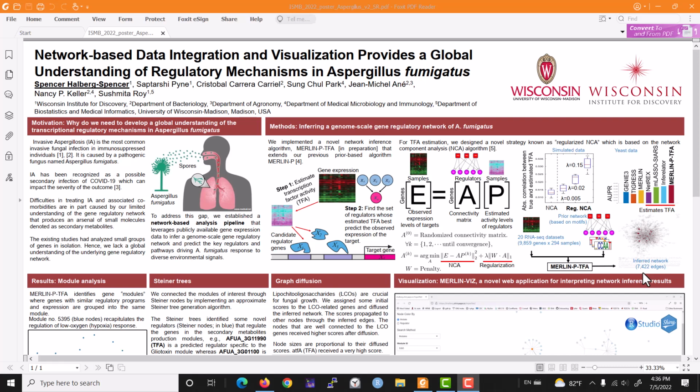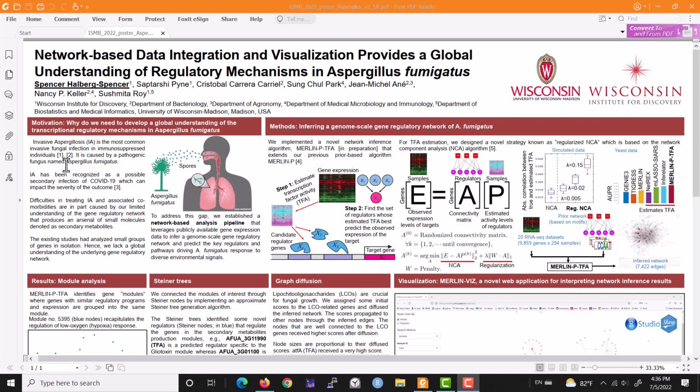My name is Saptarshi Pine, and today we are going to talk about this poster titled Network-Based Data Integration and Visualization Provides a Global Understanding of Regulatory Mechanisms in Aspergillus fumigatus. Aspergillus fumigatus is a fungal pathogen which causes a disease known as invasive aspergillosis, which is the most common invasive fungal infection in immunosuppressed individuals. It has also been recognized as a comorbidity of COVID-19.